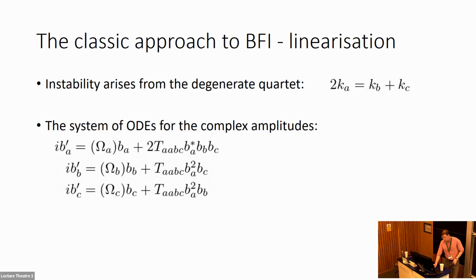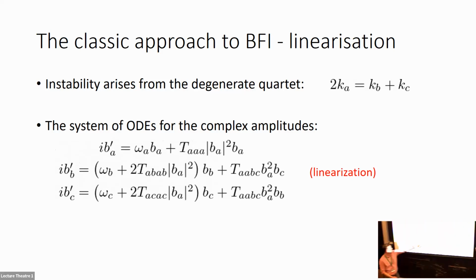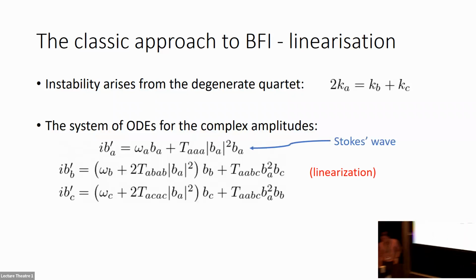The pointer has given up. Okay, so the usual approach that goes back to the 1980s is to say, let's assume that one of these modes, say wave A, is much bigger than the other. So I'm going to linearize this system of ODEs, assuming that A is my carrier. So the carrier starts off big, and then the other modes B and C are maybe small.